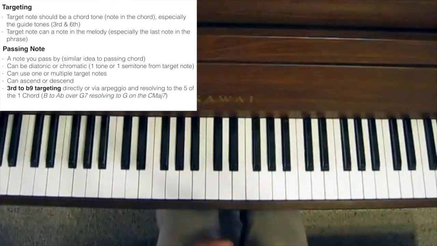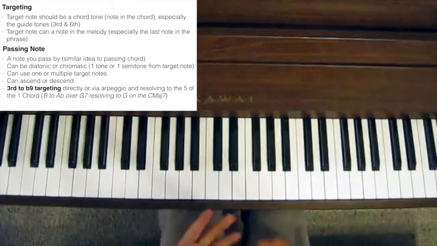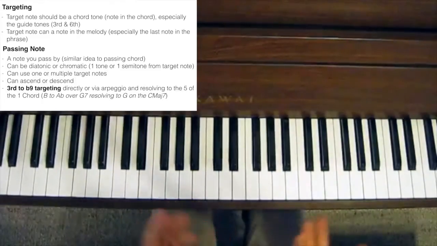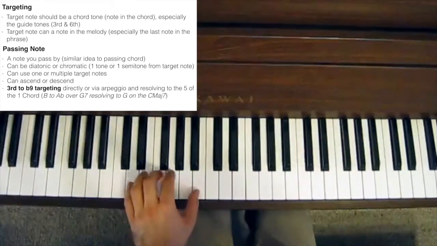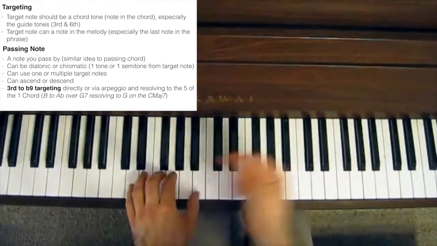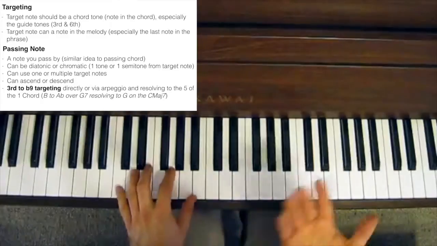rather than just sort of playing up and down on the scale. Right, so this type of idea, targeting with chromatic notes, was used a lot in bebop, especially by people like Charlie Parker. And what he loved to do especially was using a flat ninth in a dominant chord to resolve to the fifth of a tonic chord.